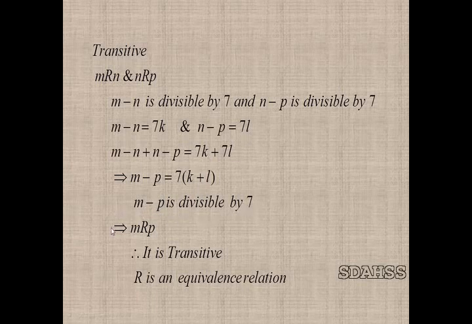So it can be written as m is related to p. M is related to p means it is transitive. Here m is related to n and n is related to p implies m is related to p. It is transitive. Here all the conditions are satisfied. It is reflexive, symmetric and transitive. So therefore R is an equivalence relation.